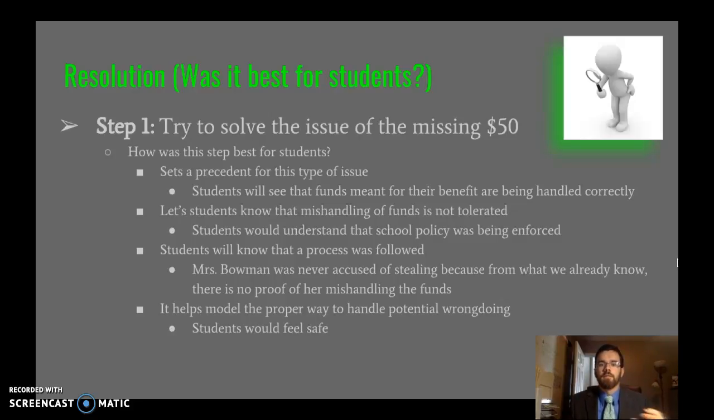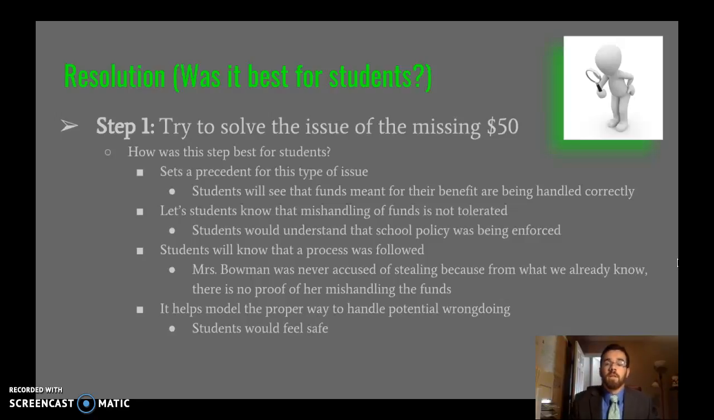The students will see that funds meant for their benefit are being handled responsibly. Let students know that mishandling of funds is not tolerated. If someone did steal it, they would realize the repercussions of all that kind of thing. Students would understand that school policy was actually being enforced. We didn't just make rules and not follow them. We actually followed them. Students will know that a process was followed.